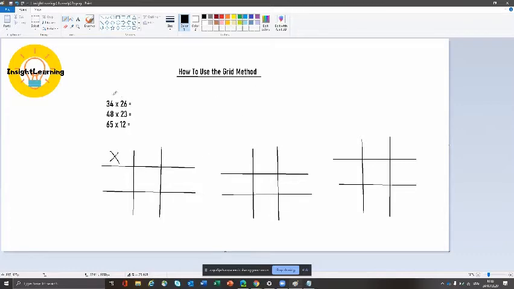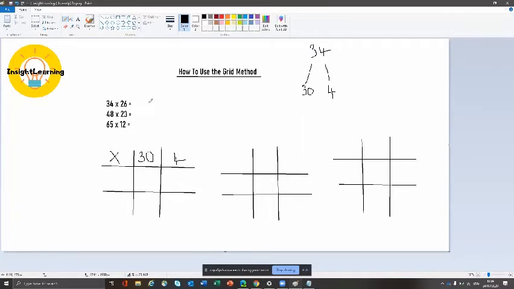Now, we're going to take the first number in the sum, which is 34, and partition it. So 3, the digit 3, which is in the tens column, represents 30. And the digit 4, which is in the units column, represents 4. So 30 is going to go here, and 4 is going to go here.